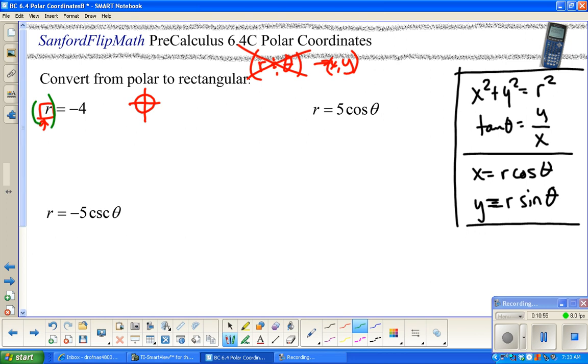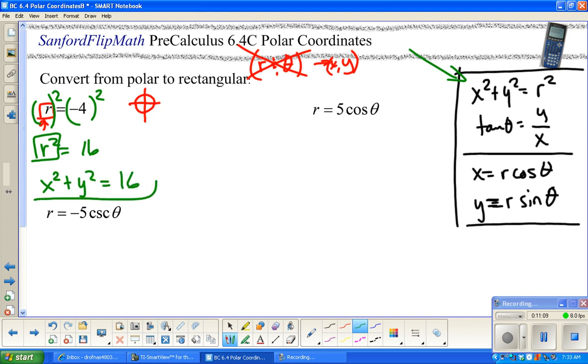Okay? So when I square both sides, I have to square the -4. r squared equals 16. And now r squared is x squared plus y squared, and yep, that's it. A circle centered at 0, 0 with radius 4. Okay, that's it.